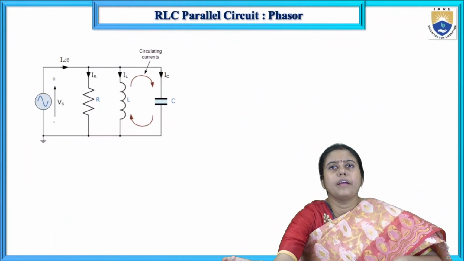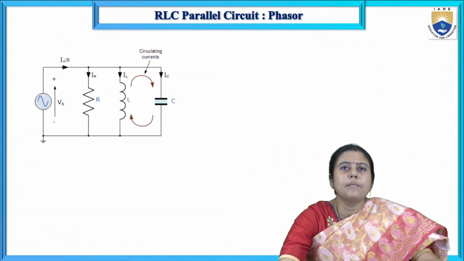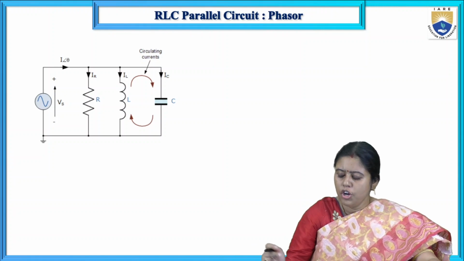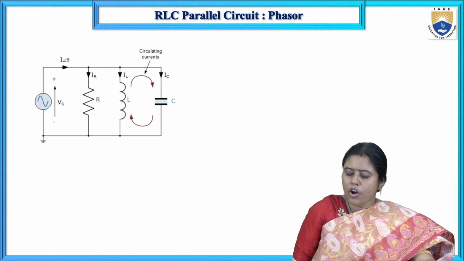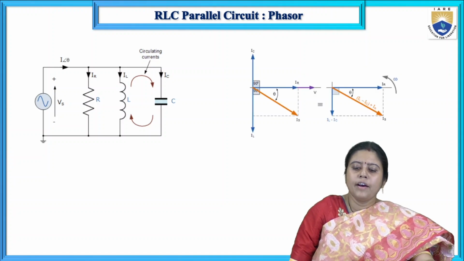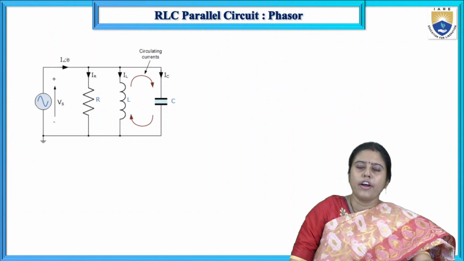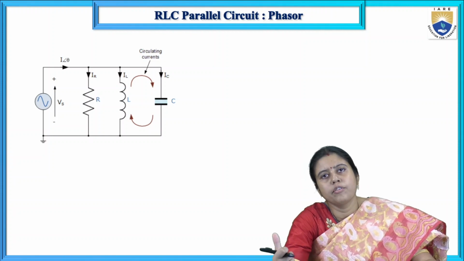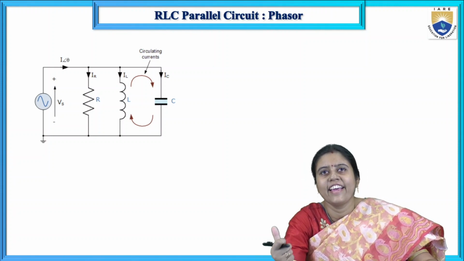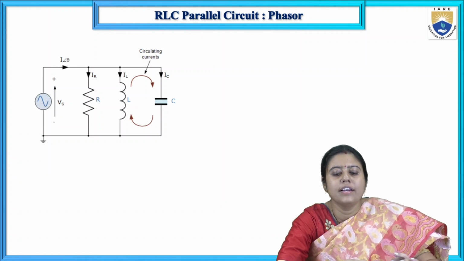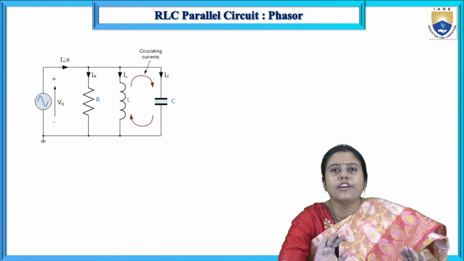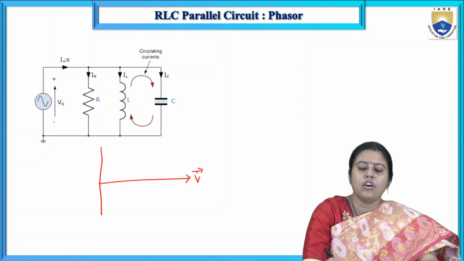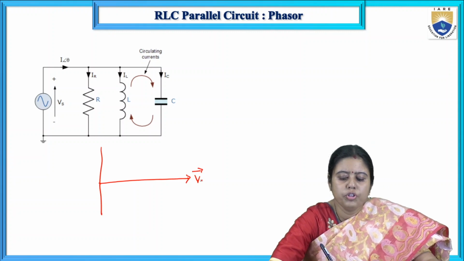Next, how can we calculate? We said it is a vector sum, so to solve this we have to draw the phasor diagram. Before drawing it, I will discuss that as in the series RLC circuit the current is constant and we take current as the base, similarly in the parallel RLC circuit the voltage is constant, so we take voltage as the reference.